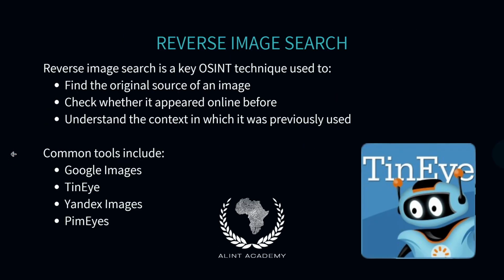Reverse image search is a key technique in OSINT. It is used to find the original source of an image, check whether it appeared online before, and understand the context in which it was previously used. Common tools include Google Images, TinEye, Yandex Images, and PimEyes.